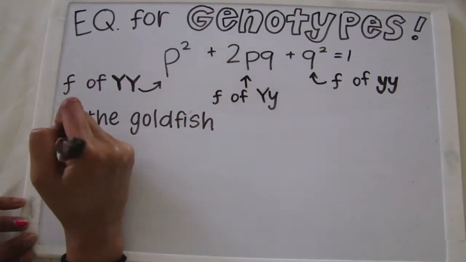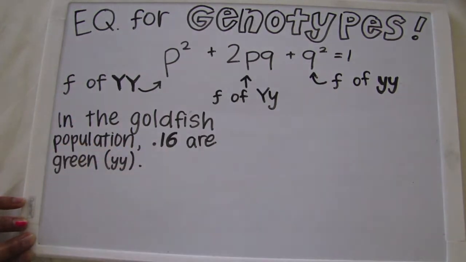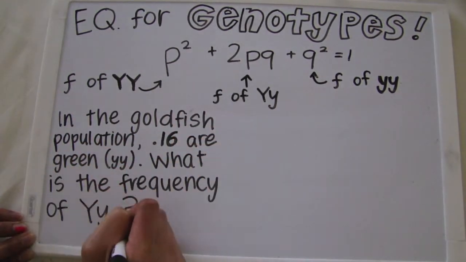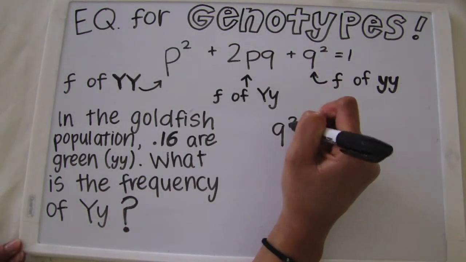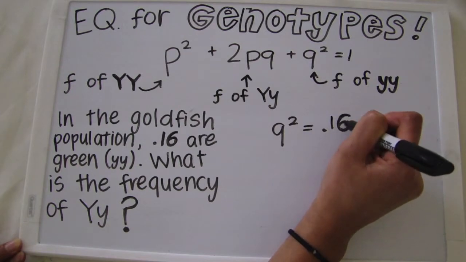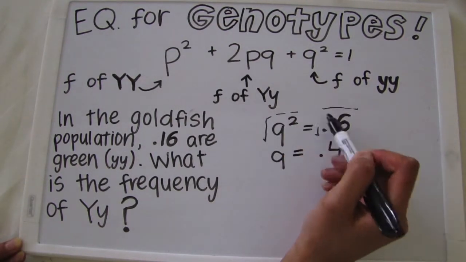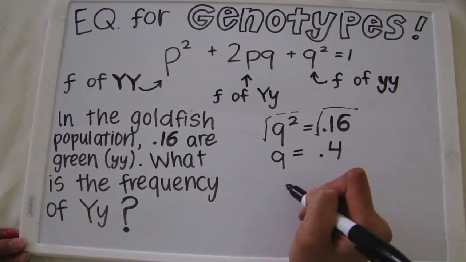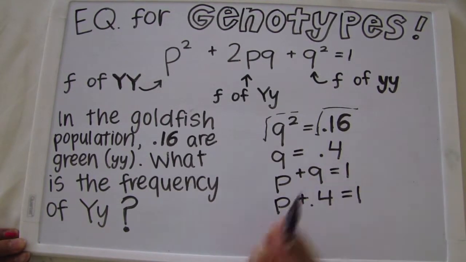So for example, in the goldfish population, 0.16 or 16% are green. What is the frequency of big Y little y? Well, we know that 0.16 is q squared, because that is your homozygous recessive. Take the square root of both sides and you get 0.4 for q. Now going back to the first of the Hardy-Weinberg equations, P plus Q equals 1, so P plus 0.4 equals 1.